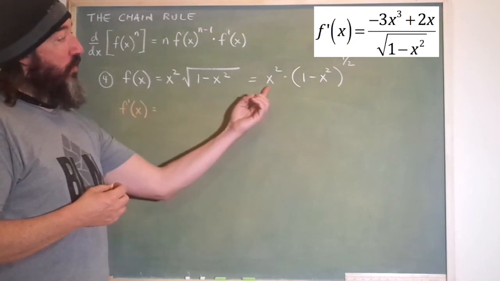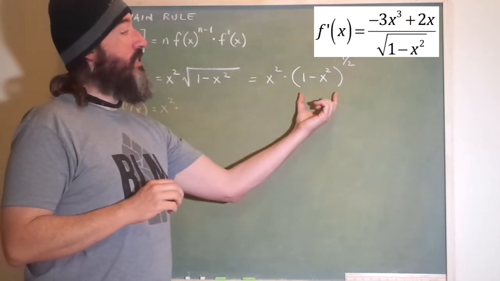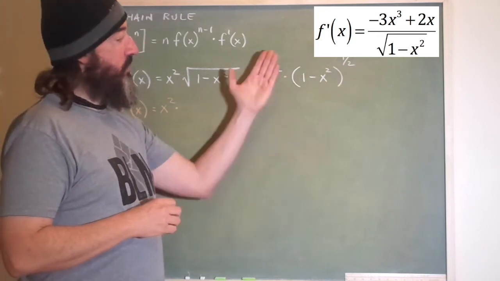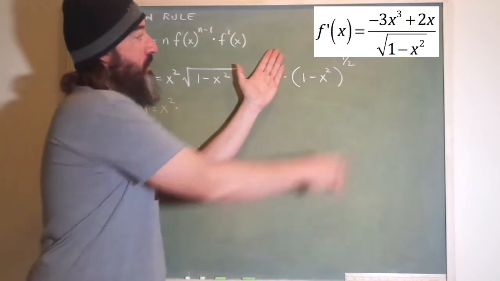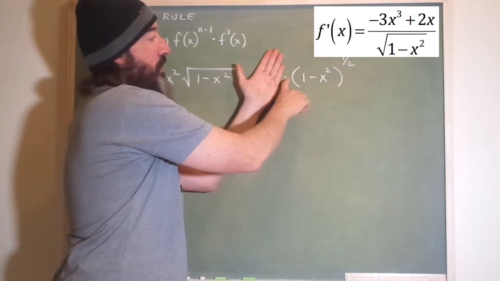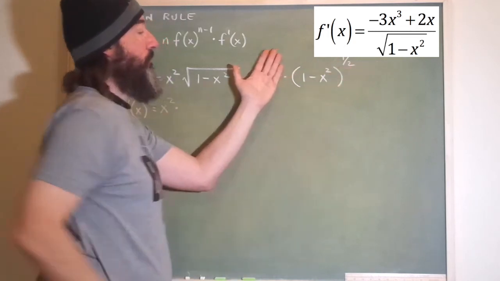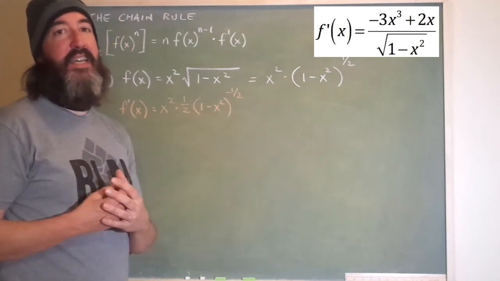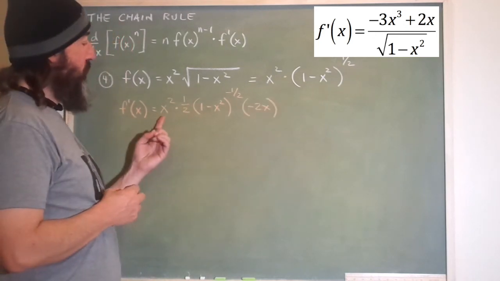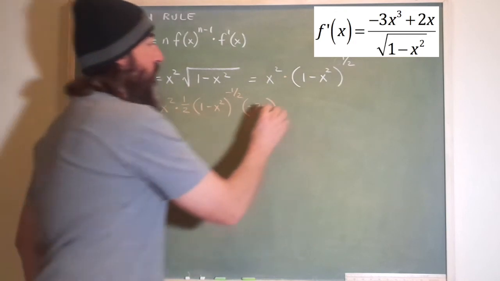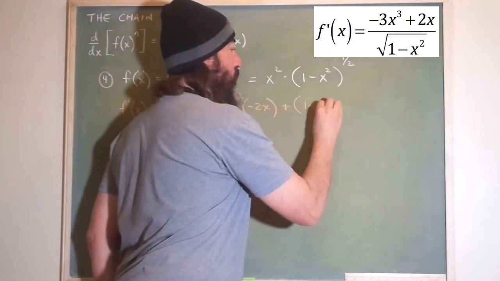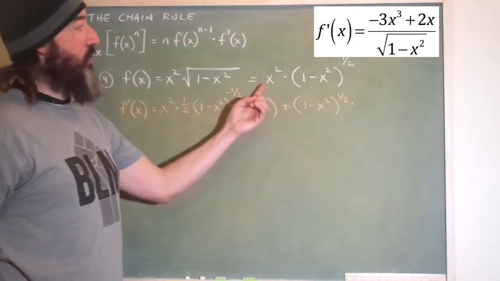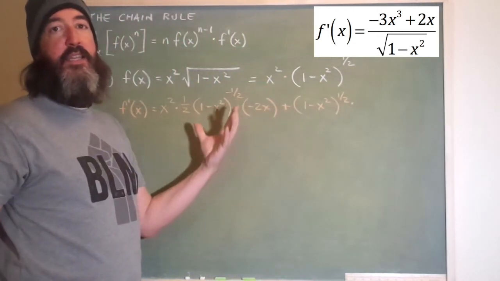So my derivative is the first times the derivative of the second, and the derivative of this, I'll need to use the chain rule. Ignore this x squared, and the derivative of this piece, we'll put the 1/2 in the front, and then we'll subtract 1. And then we need to multiply by the derivative of this, which would be negative 2x. So I have the first times the derivative of the second, plus the second, which is 1 minus x squared to the 1/2, times the derivative of the first, and the derivative of the first piece is 2x.